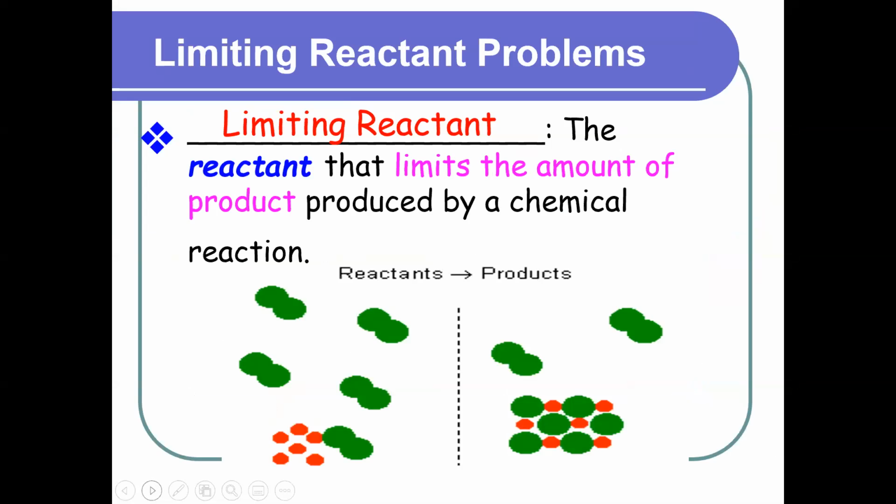So the limiting reactant is going to be the thing that prevents us from making more product. Kind of like if we have a certain amount of ingredients and we don't have enough of that ingredient, we won't be able to make more stuff. That is what the limiting reactant is. It's basically something that's going to prevent us from making more. So that's why I kept writing the word limiting.